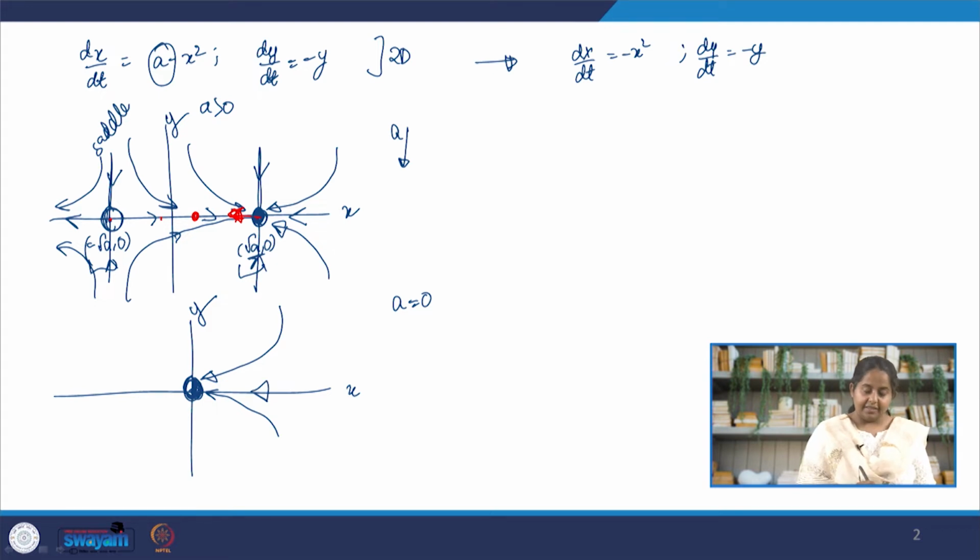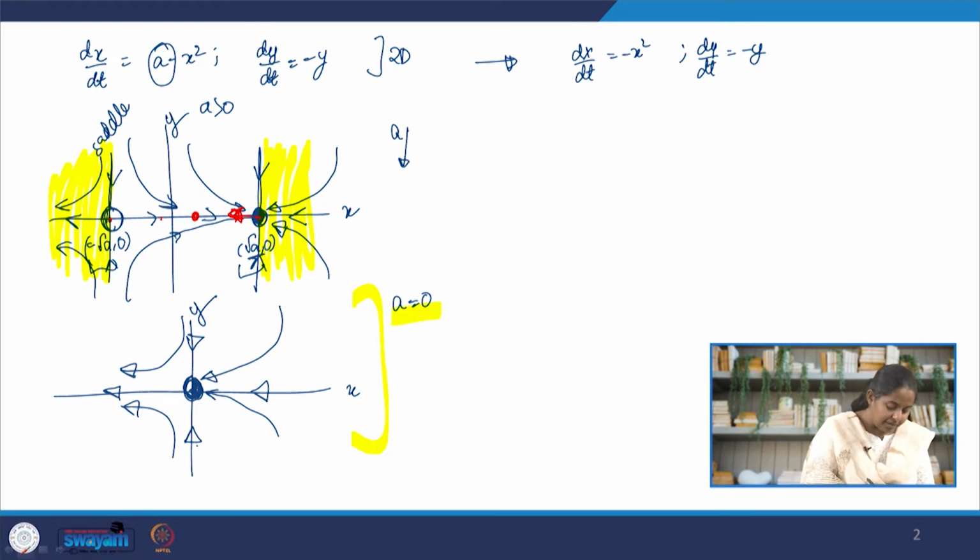And what we will see in this direction is that here also they are moving towards the fixed point. However, here they are unstable, so they are moving away. So basically what has happened is we have taken this half of the system and this half of the system, and they have collapsed into each other to give us this when a is equal to 0.